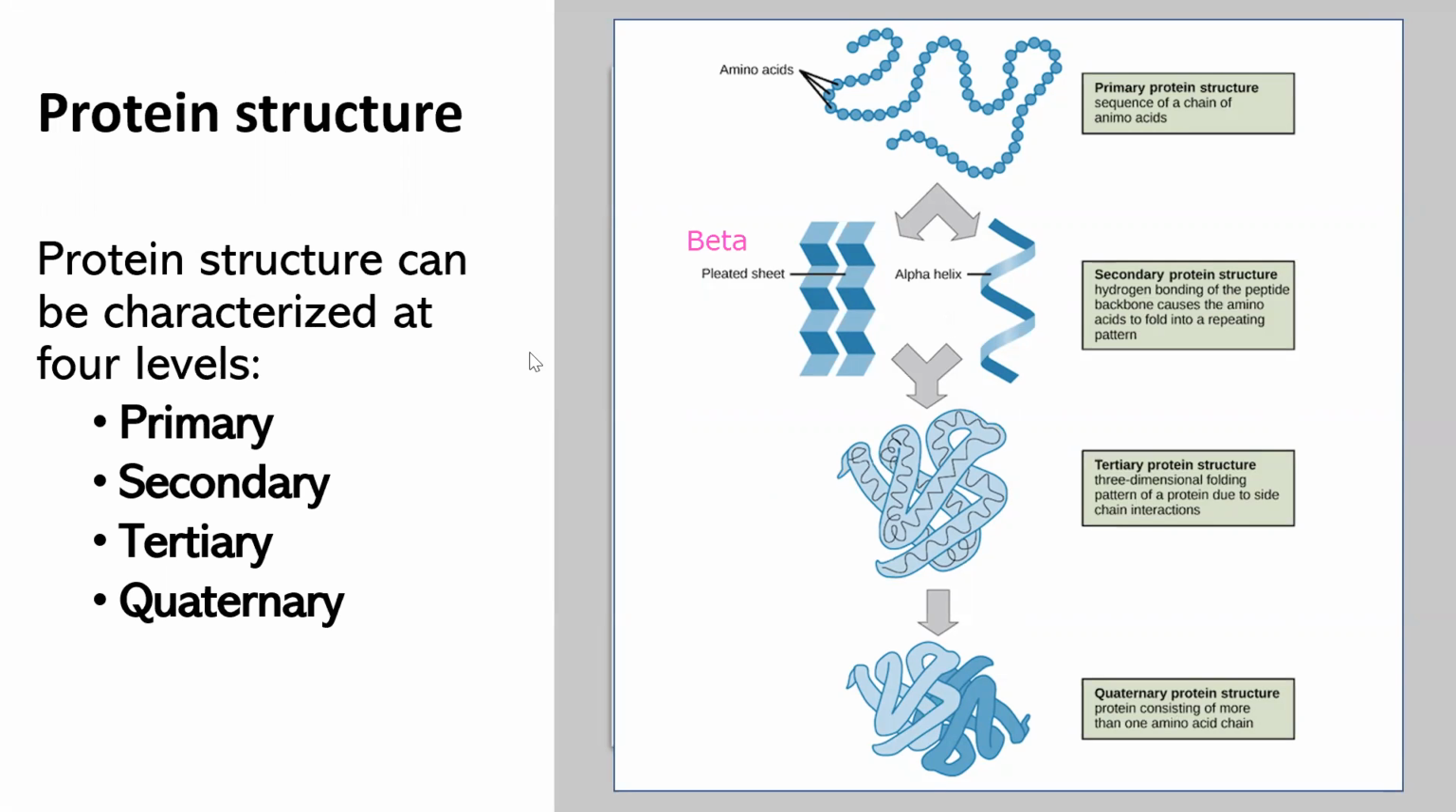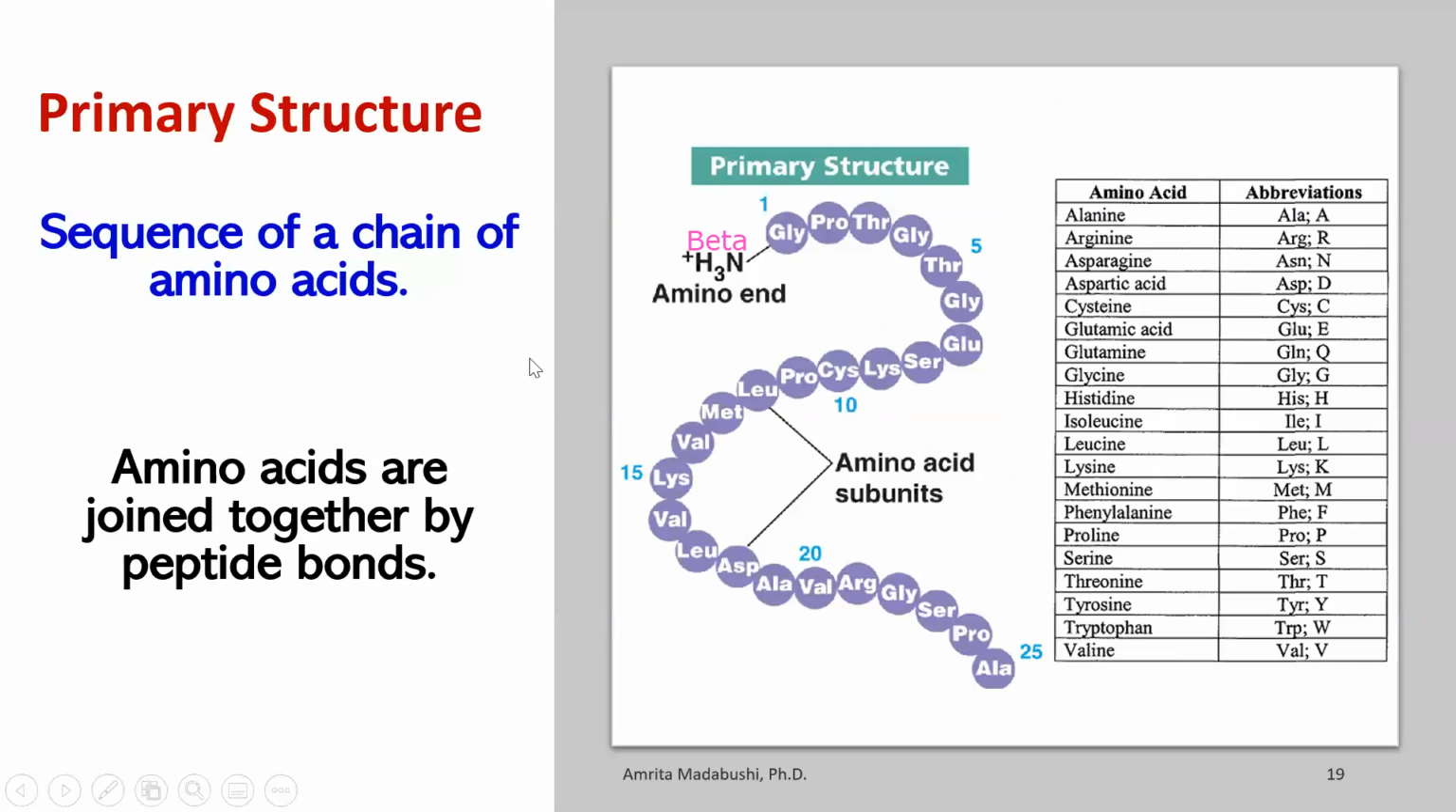Okay, so this is an example of a sequence of chain of amino acids, and these are joined together by peptide bonds. You cannot see them. These are the peptide amino subunits. This is the abbreviation. This is how it looks like. So for you to understand that, there is an amino end and a carboxyl end.